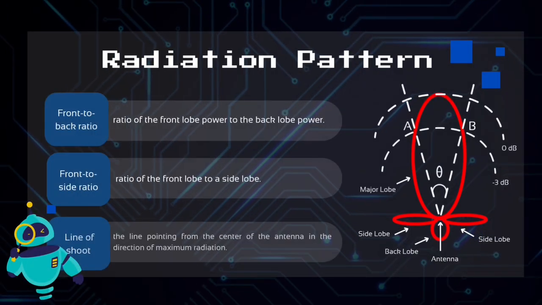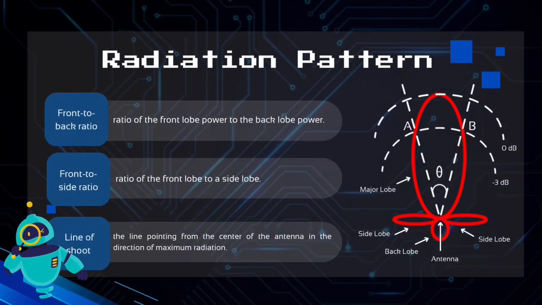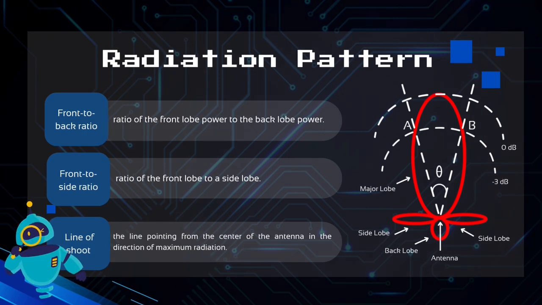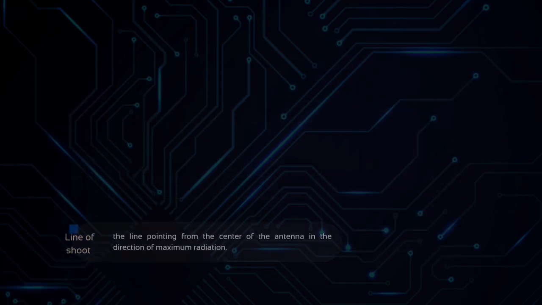The front to back ratio is the ratio of the front lobe power to the back lobe power. The front to side ratio is the ratio of the front lobe to the side lobe. The line of shoot is the line pointing from the center of the antenna in the direction of maximum radiation.